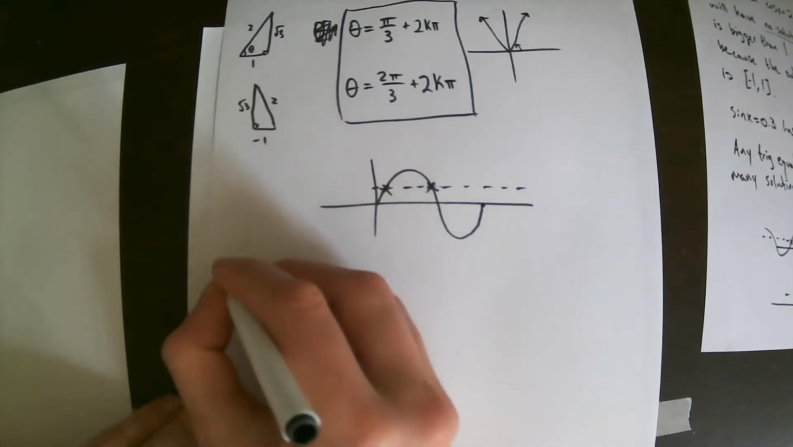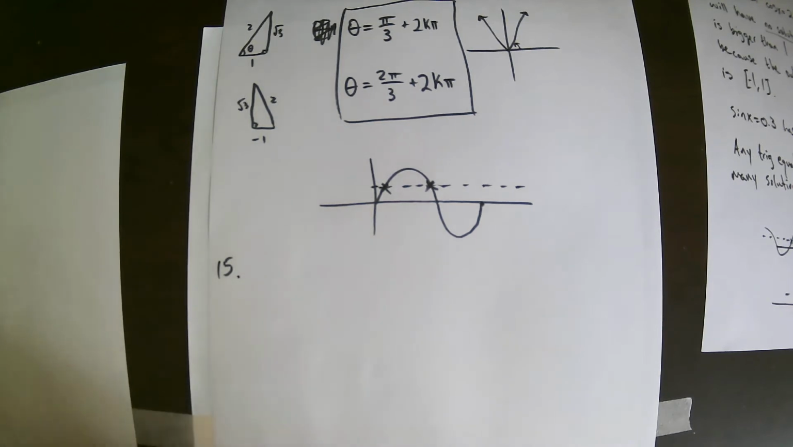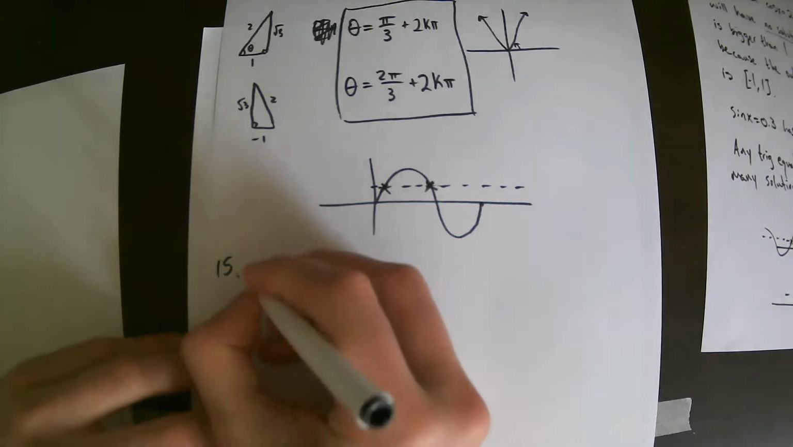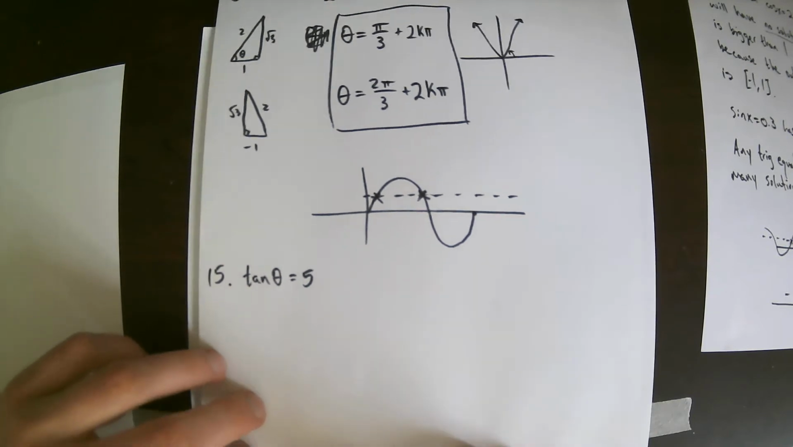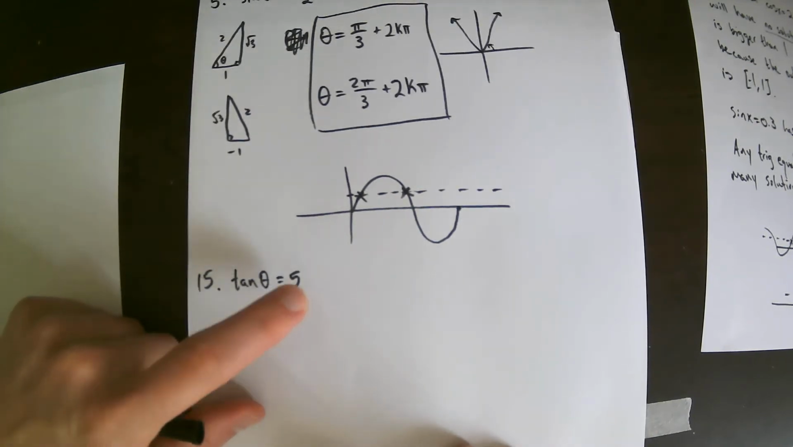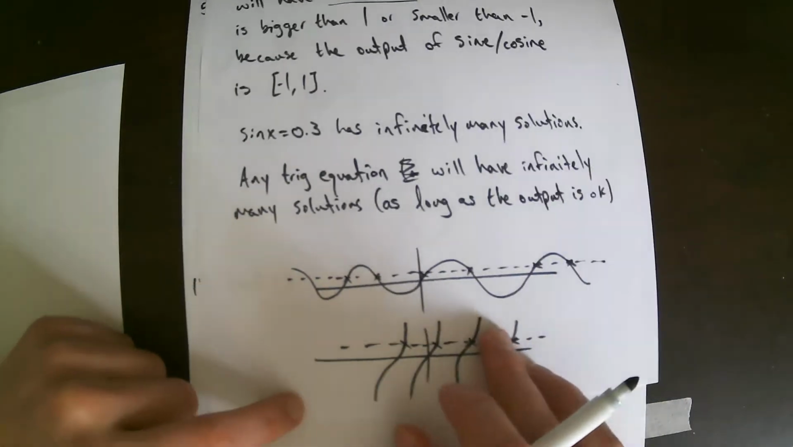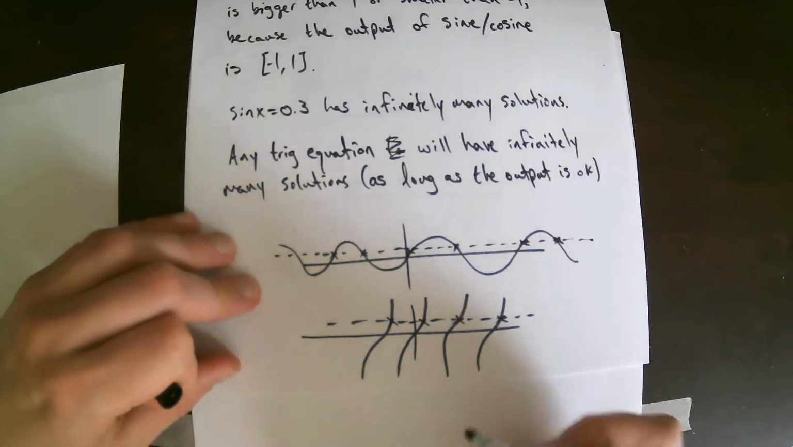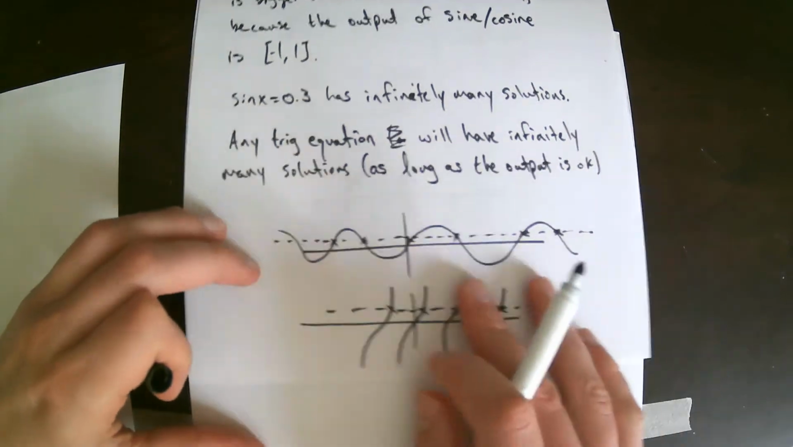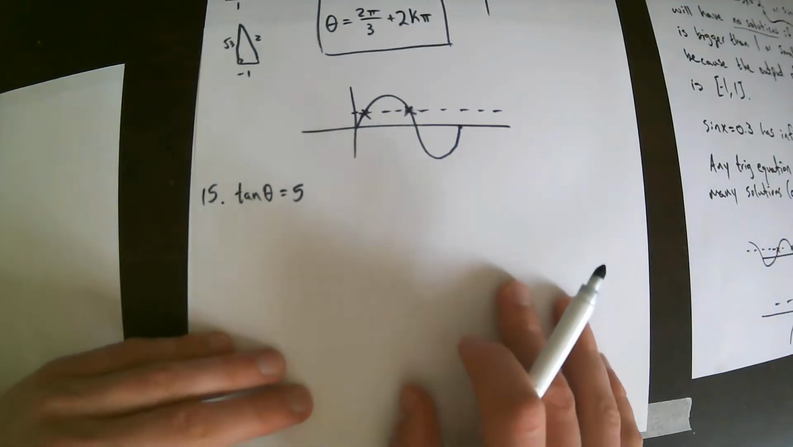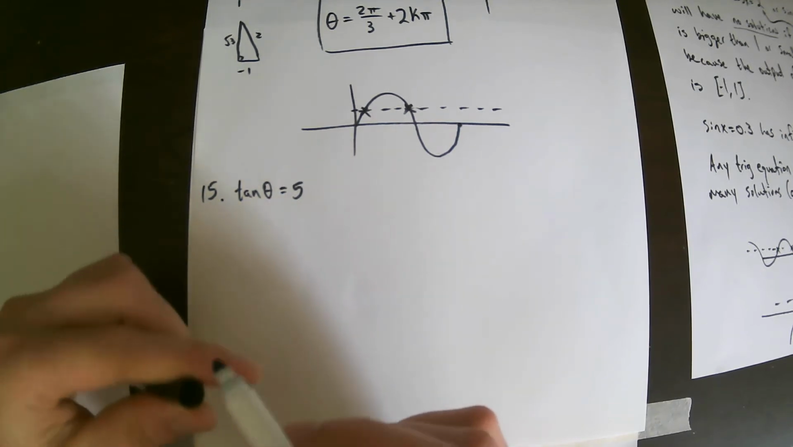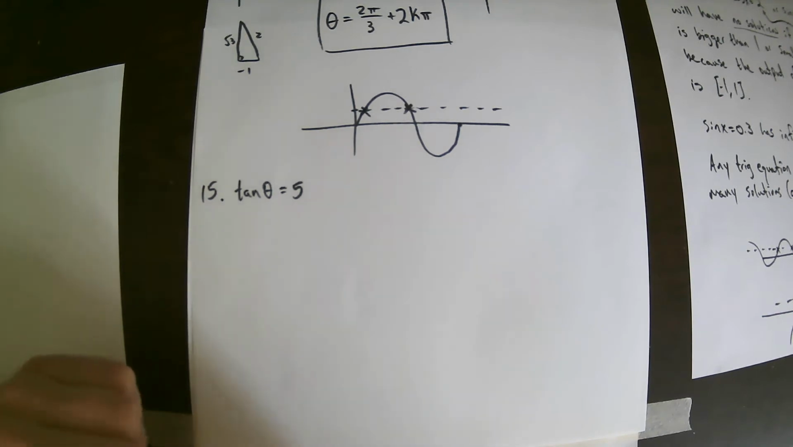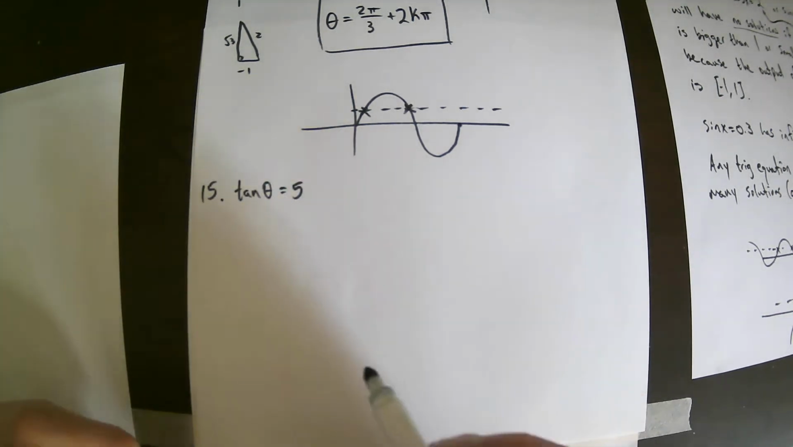Okay, so the next one is 15, which is tangent of theta is equal to 5. Now, is this in the range of tangent? Yes, because the range of tangent is unbounded, right? Off to infinity and negative infinity. So this is in the range of tangent, so we can actually solve this. But this is not a special coordinate. This is not like square root of 3 over 2 or 1 over 2 or anything like that. It's just some random number that we're not familiar with.